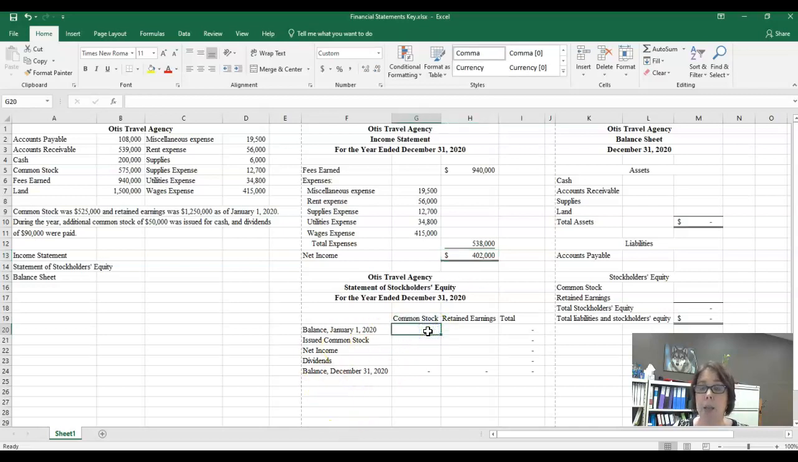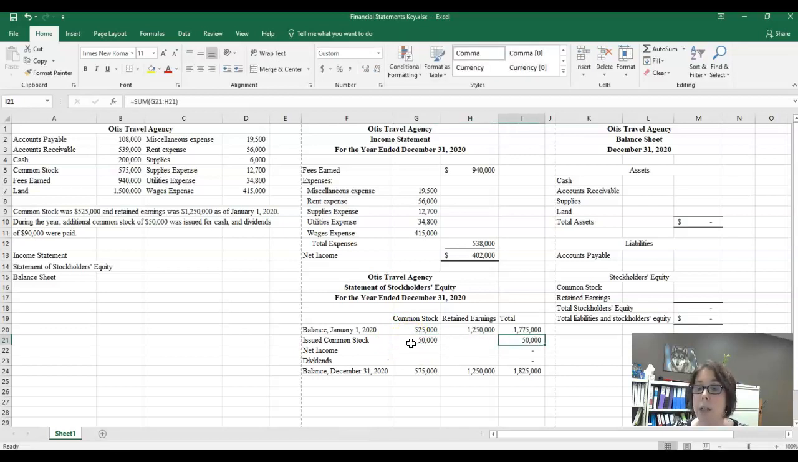So on my information, it said common stock was 525,000. Now I'm showing you this format, but in future classes when we get more experienced with these financial statements, this statement will change a little bit, slightly differently, but not so much that it's going to freak you out. Okay, so just know that this is what we're going to show right now, and then later on we'll probably put this in just a little bit more of a different format. So it said retained earnings was 1,250,000. So right now our balance with our common stock and our retained earnings was 1,775,000. Now we did say that we issued additional common stock of 50,000.